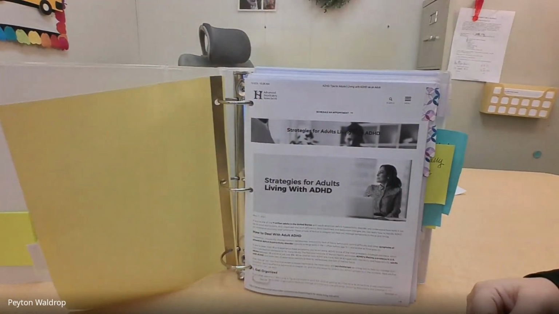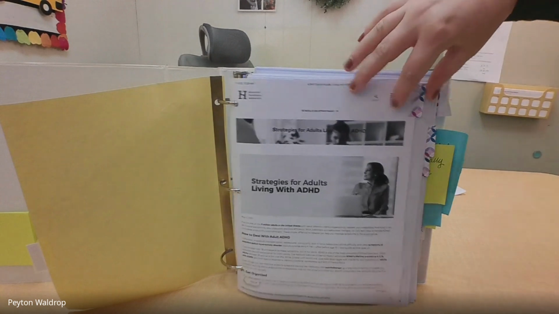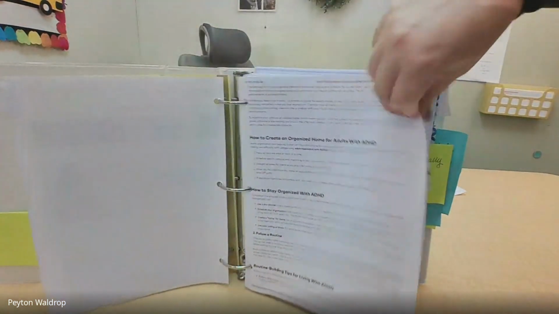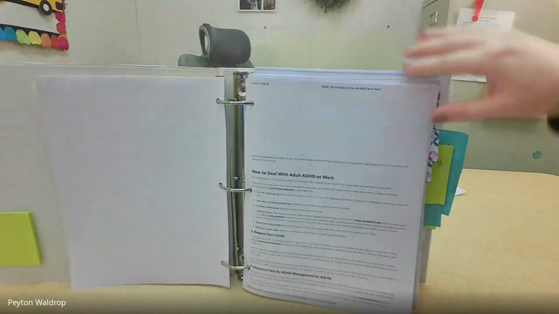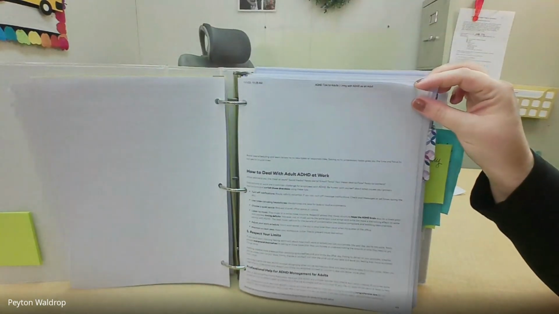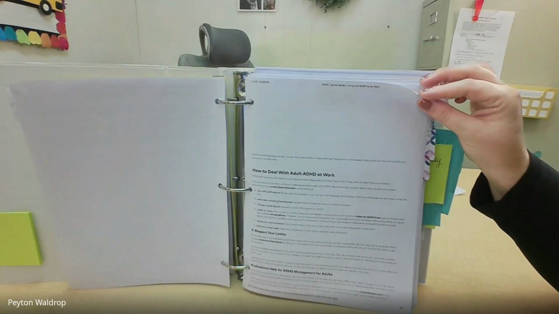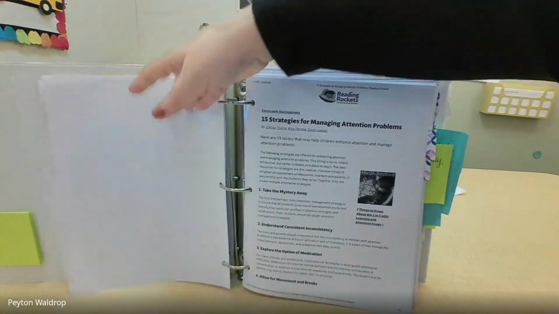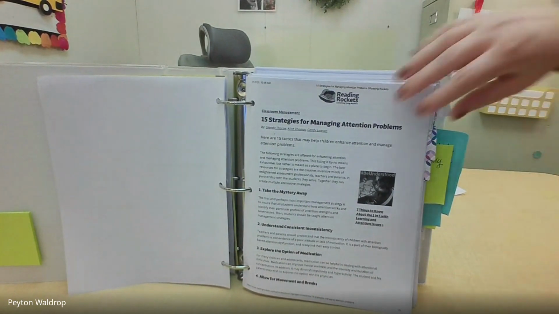First, I have my preventative materials for you, and my preventative materials for this section include strategies for adults living with ADHD. And I also have some tips printed out for how to deal with adult ADHD at work for our adult population. And then my last preventative material for this section are 15 strategies for managing attention problems.